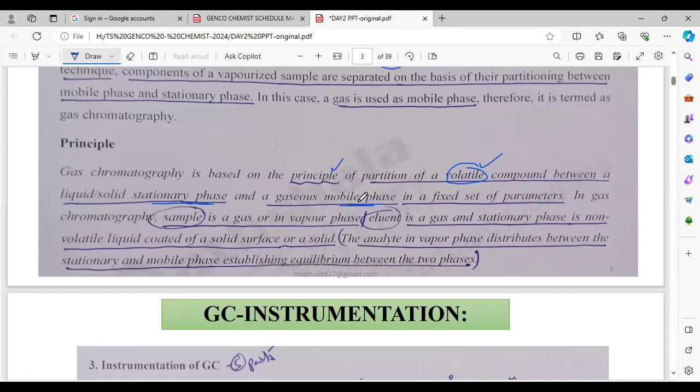Is that clear? Okay. So whatever sample you are using must be in the gas or vapor phase. And the eluent that you are using, eluent is nothing but the mobile phase, to elute the samples. It is also a gas, and the stationary phase is a non-volatile liquid coated on a solid surface, or a solid. In the instrumentation, you will get clarity on that.